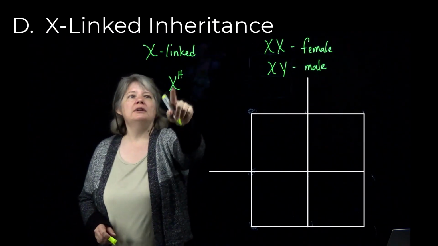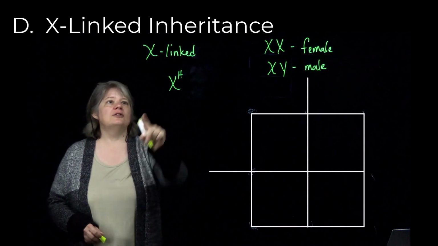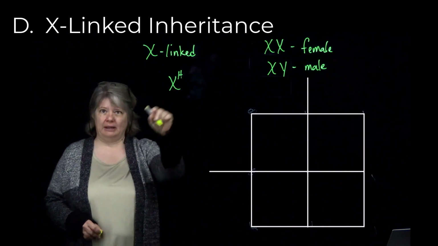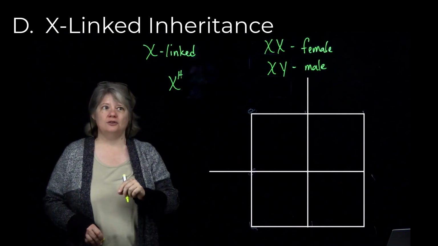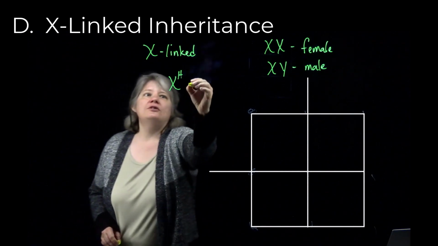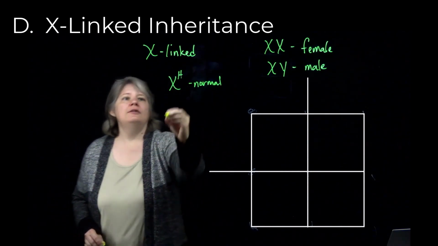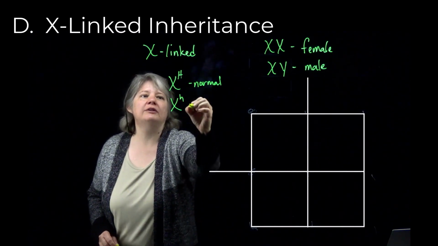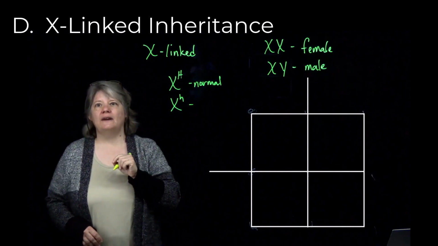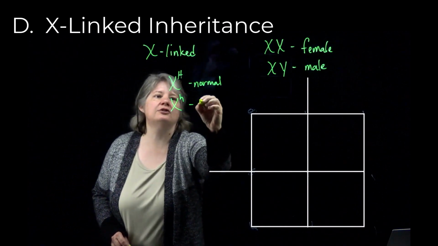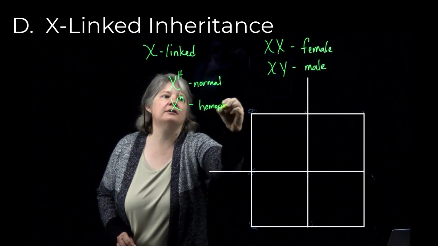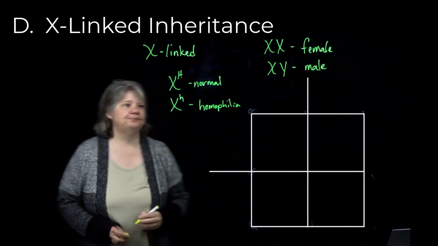The normal allele for blood clotting is X big H. So note I've written my X and I've used a superscript H there. This is the normal blood clotting allele. Individuals with hemophilia then, hemophilia is recessive, so we're going to have that represented as X little h. So these individuals carry an allele for hemophilia.